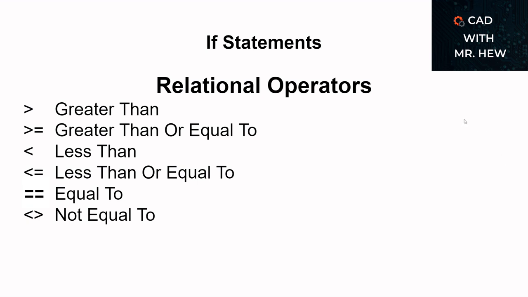Now, the relational operators that you use for an if statement are the greater than symbol for greater than, then we have greater than or equal to, then we have less than, then we have less than or equal to, then we have equal to, and then we have not equal to.